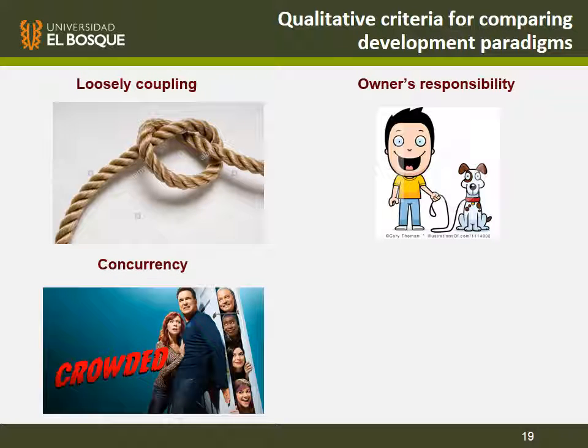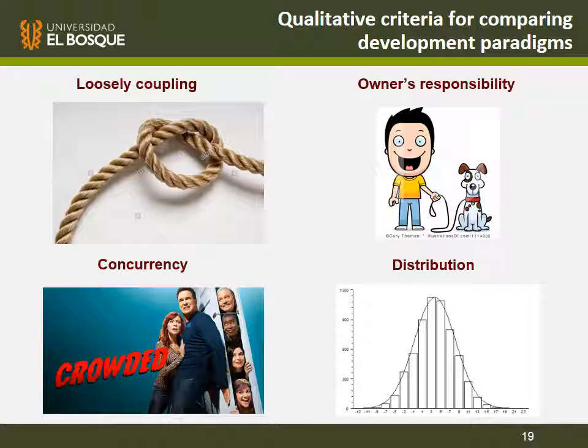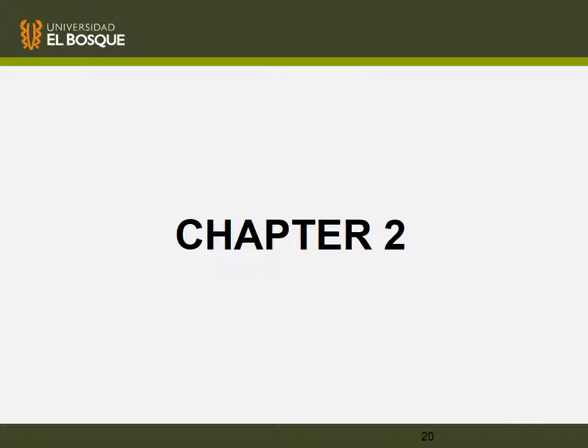The next one is concurrency. Concurrency in resource-intensive applications that have a demanding need for computational power. And the last one is distribution, which contains the different classes of distributed applications.